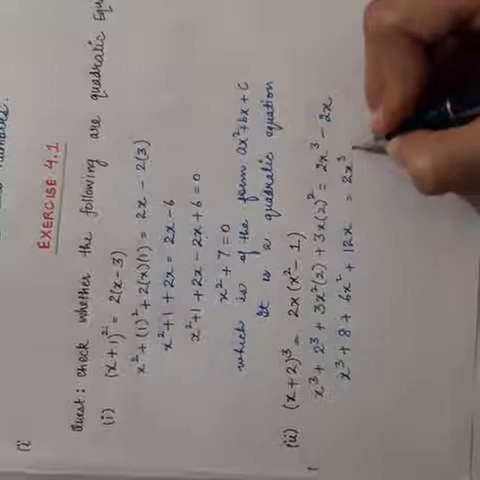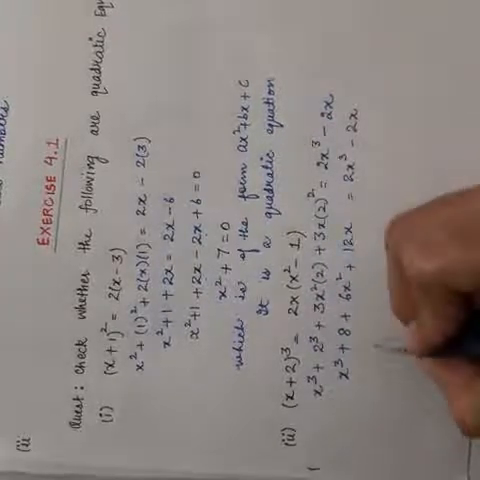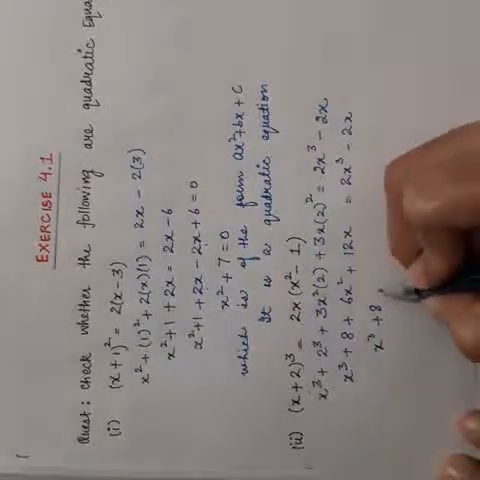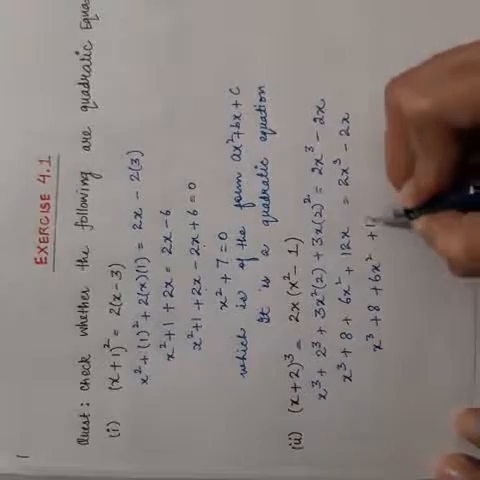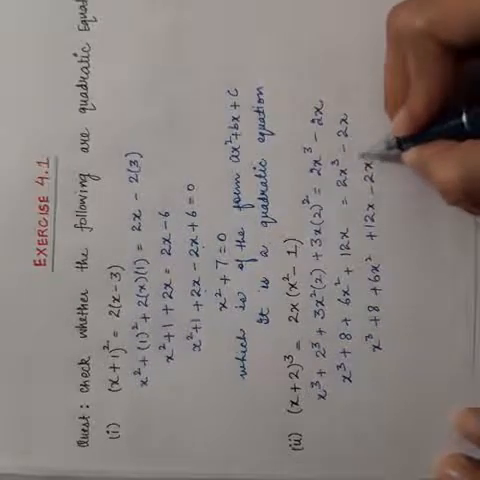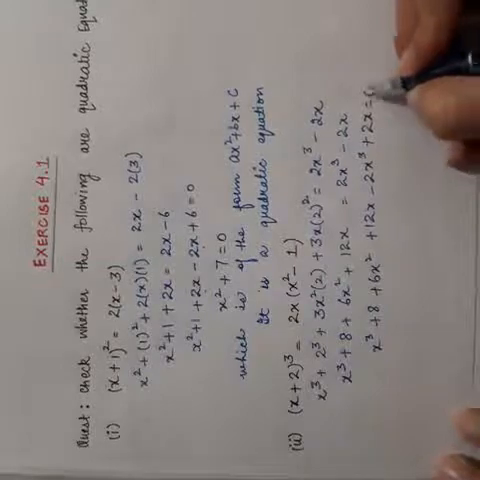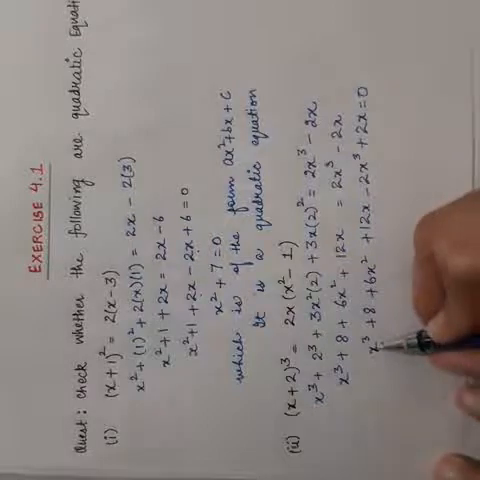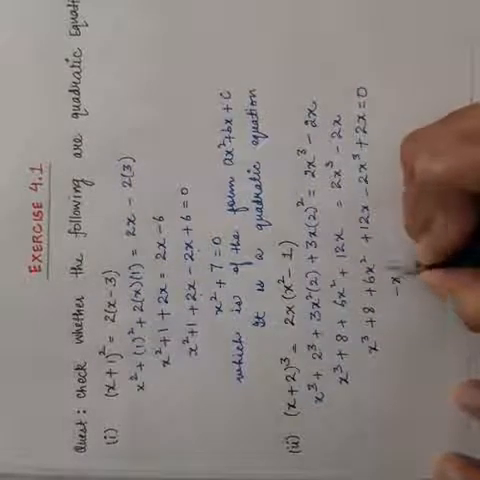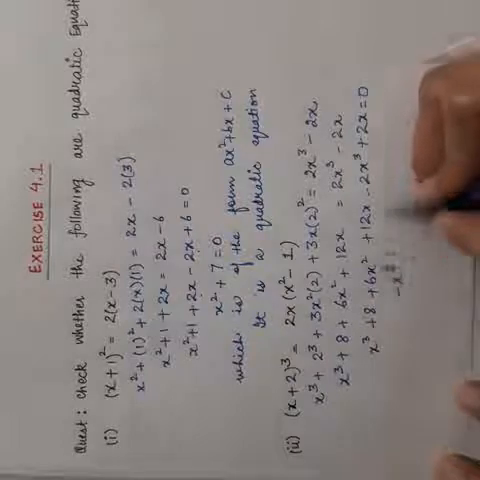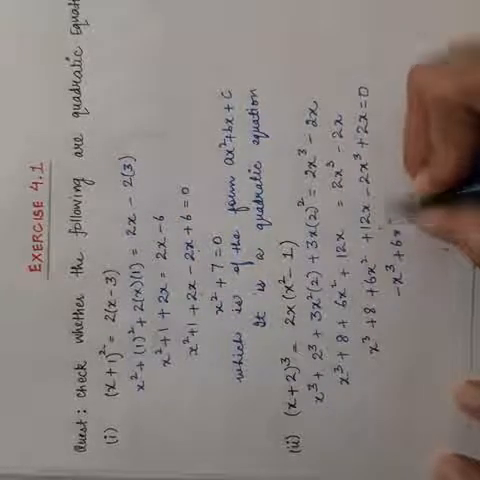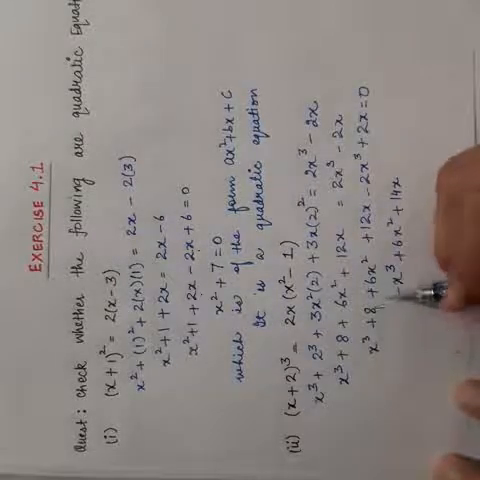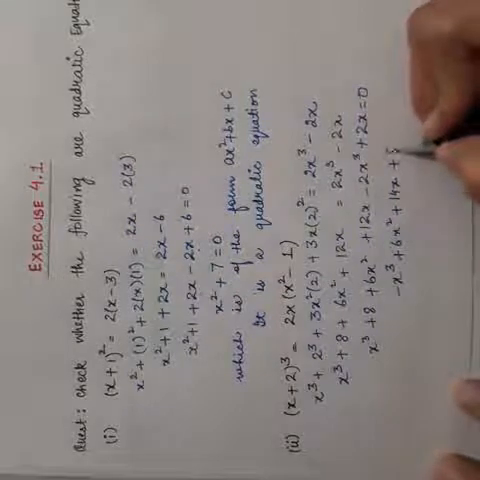is equal to 2x cube minus 2x. Now shift all the terms towards the left hand side, we get x cube plus 8 plus 6x square plus 12x minus 2x cube plus 2x equals to 0. Now one part is done, we've already made the right hand side equal to 0. Simplify the left hand side, x cube minus 2x cube, that is minus x cube, 6x square, then 12x plus 2x is 14x, and we have the constant term 8 equals to 0.